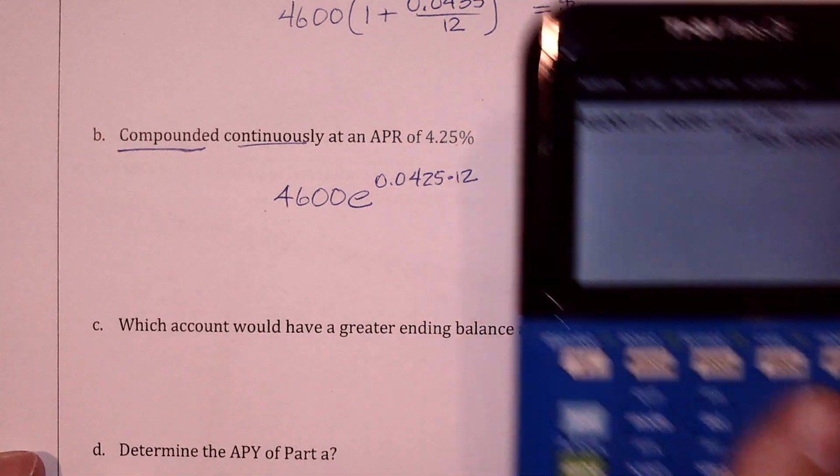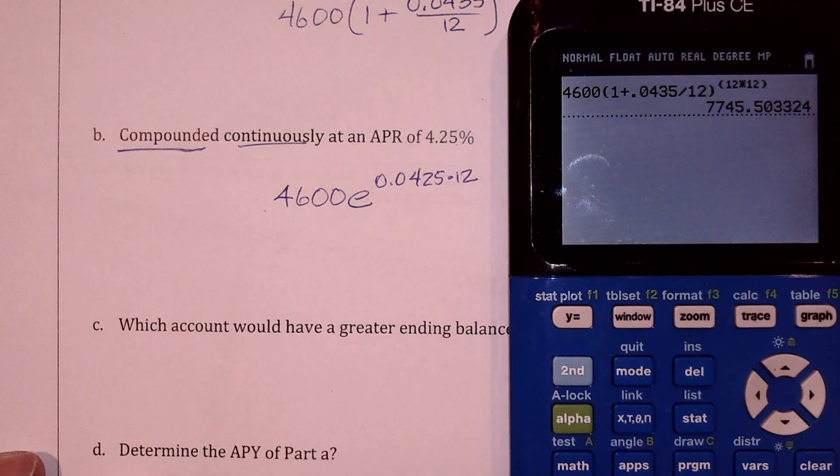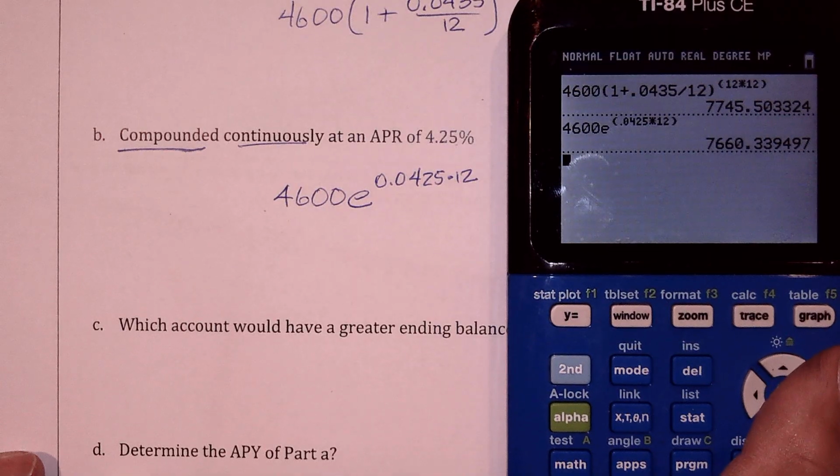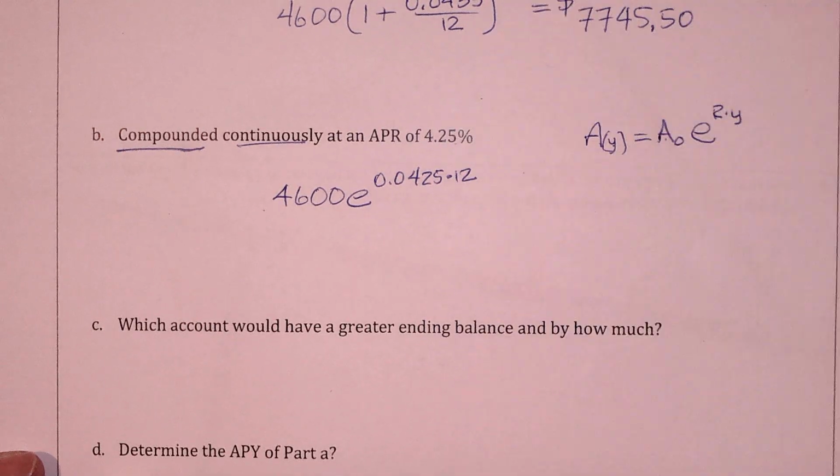So I'm going to type that in. That works there. 4,600 e to the power, parenthesis 0.0425 times 12. And that's 7,660.34.